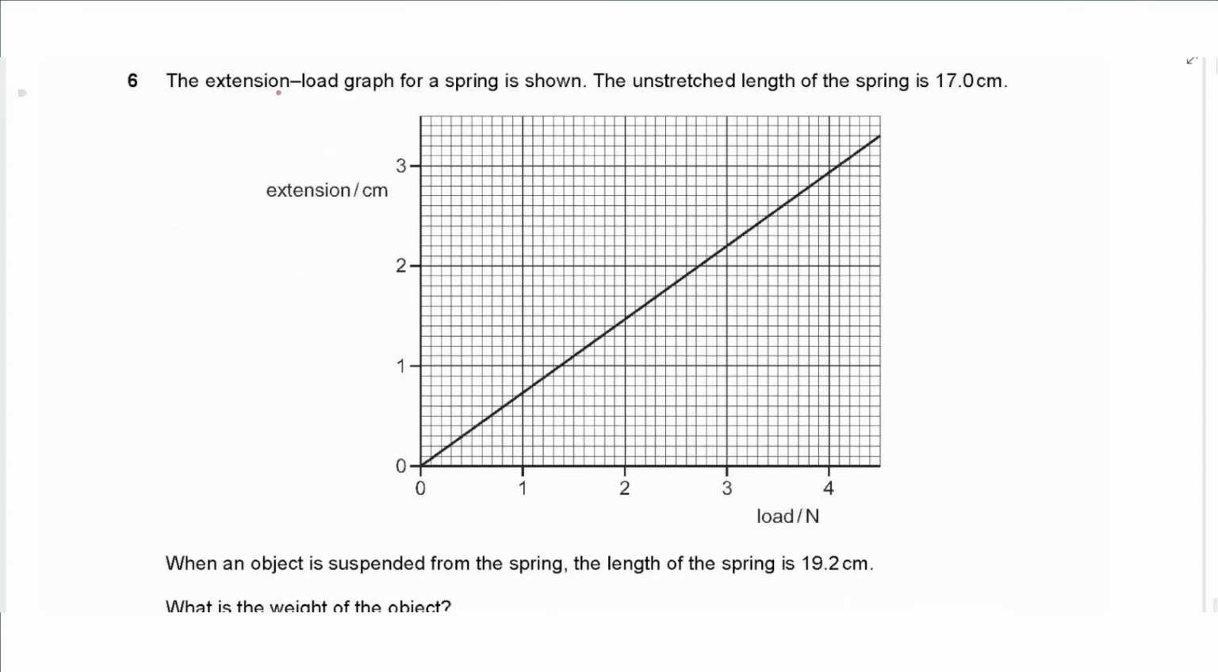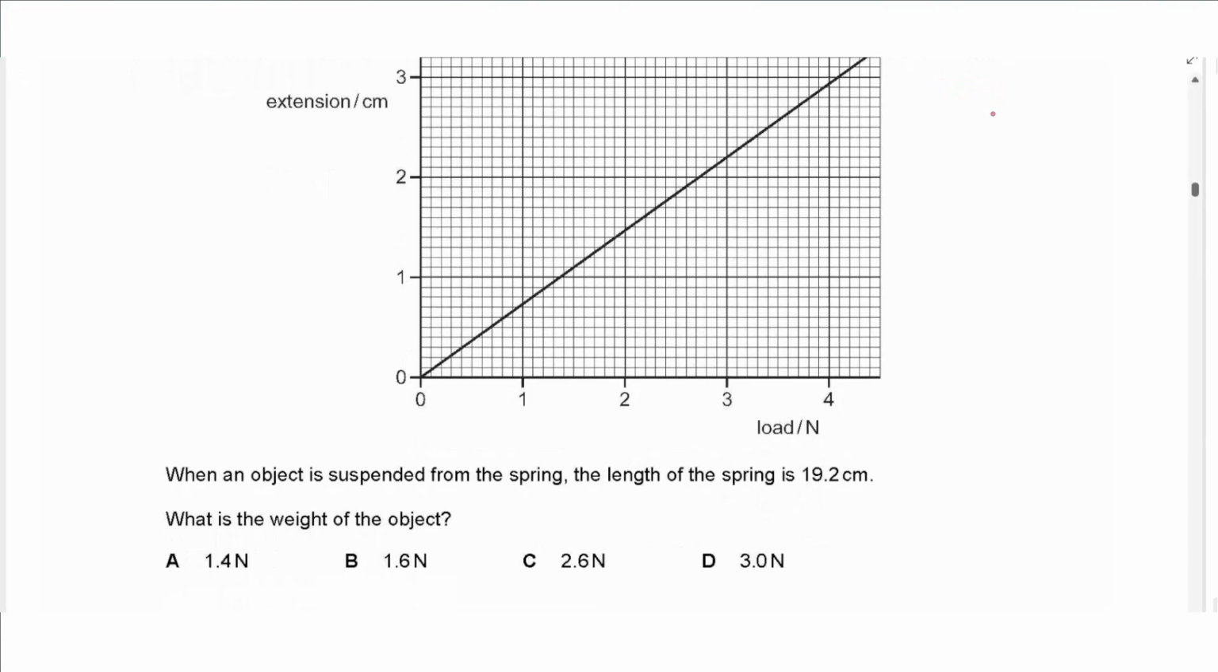Question 6 says the extension-load graph for a spring is shown. The unstretched length of the spring is 17.0 centimeters. When an object is suspended from the spring, the length of the spring is 19.2 centimeters. What is the weight of the object? So we have the new length and the original length. We can calculate the extension, 19.2 minus 17.0. That gives an answer of 2.2 centimeters. So we can use that from the y-axis, the extension axis, to get the force from the x-axis. From the graph here, we have 3 newtons, so the answer is D.